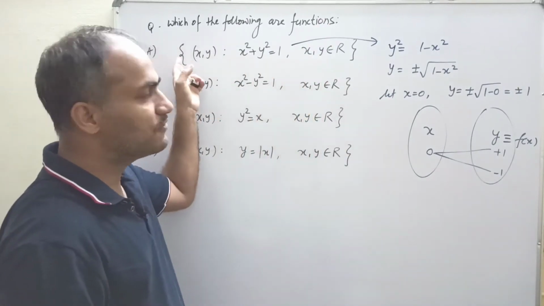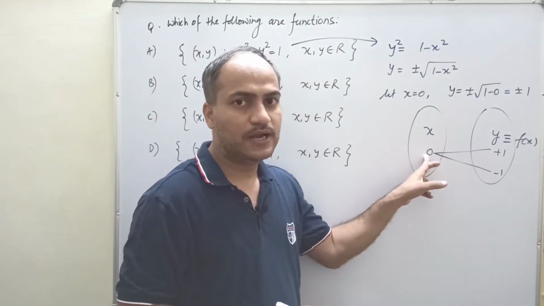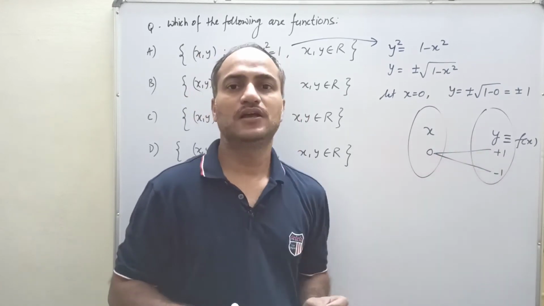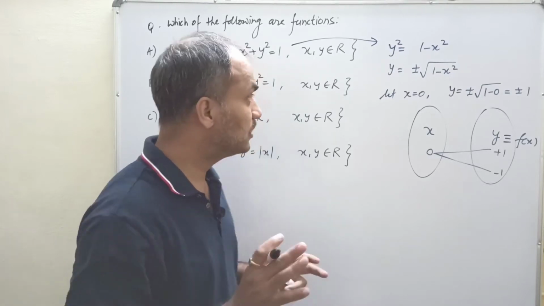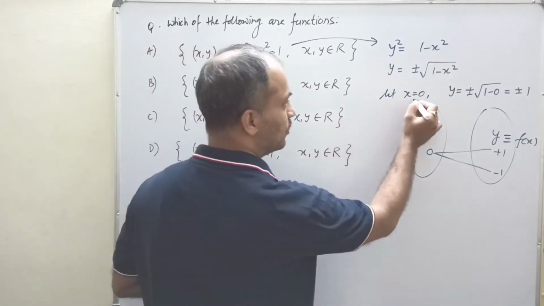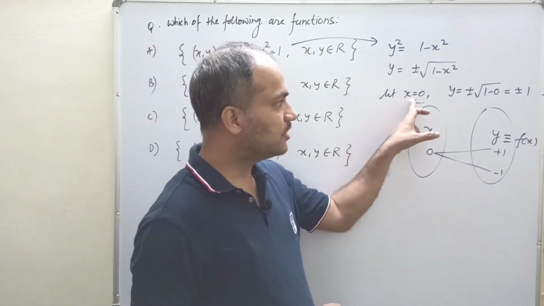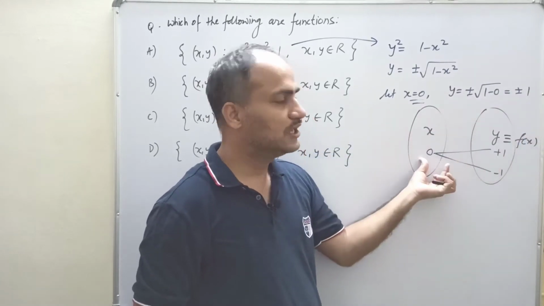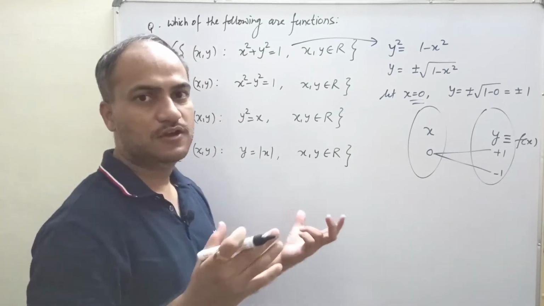A rule can be a function only when each and every element of the domain is connected to a single element of the codomain. Okay, that is the main condition of a function. But here what is happening, we just saw we took x is equal to 0, a real number, and for that real number two values of y are coming. So clearly it says that this cannot be a function. So option A cannot be a function.